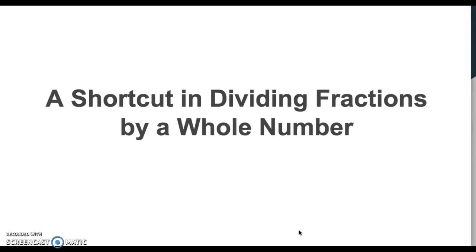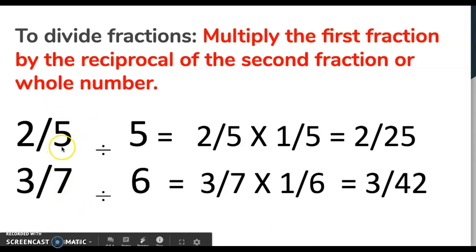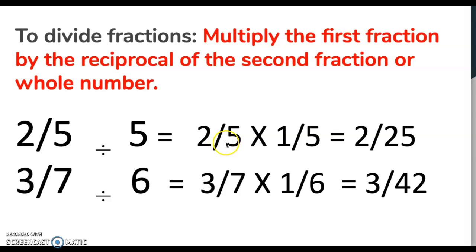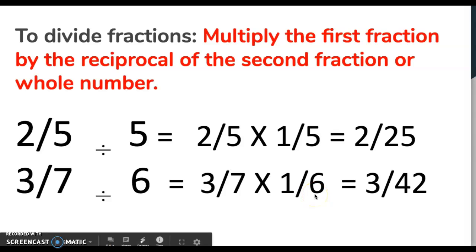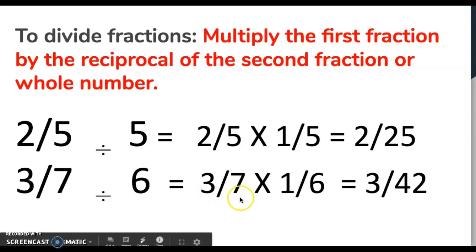After learning about dividing fractions, you can also learn a shortcut in how to divide fractions by a whole number or by another fraction. To divide fractions, you can multiply the first fraction by the reciprocal of the second fraction, or here as a whole number. So the reciprocal of 5 is 1/5. The reciprocal of 6 is 1/6. So 2/5 divided by 5 is exactly as 2/5 times 1/5, which is 2/25. And 3/7 divided by 6 is 3/7 multiplied by 1/6, which is 3/42.